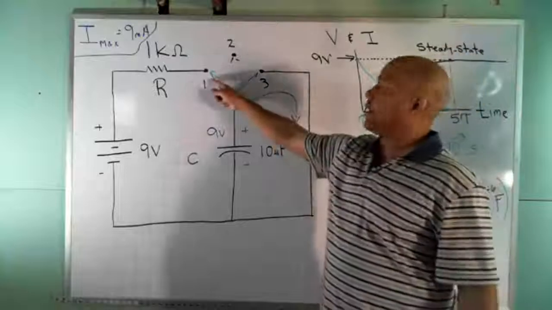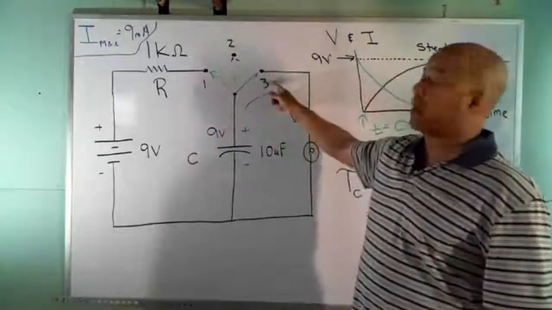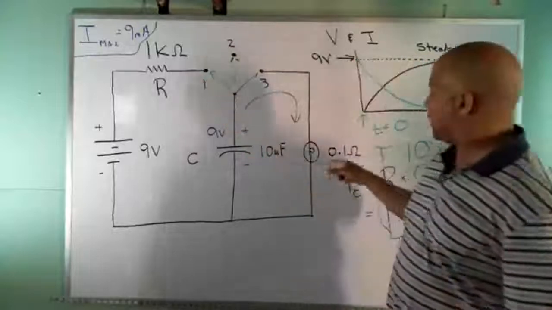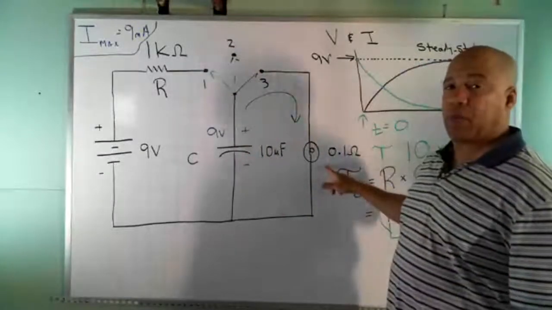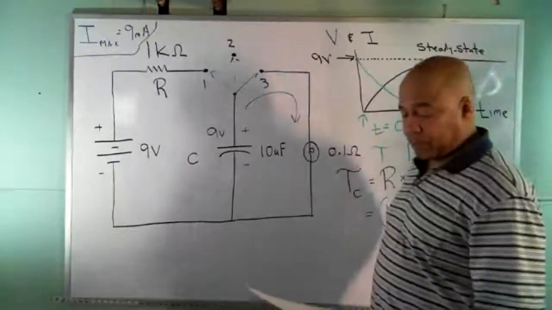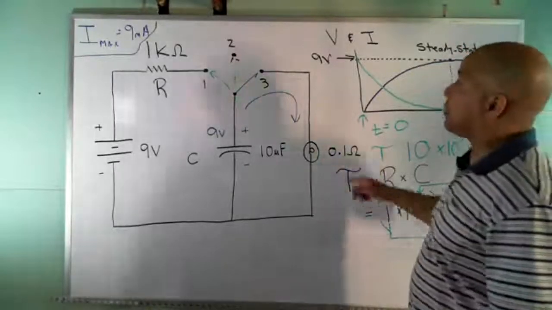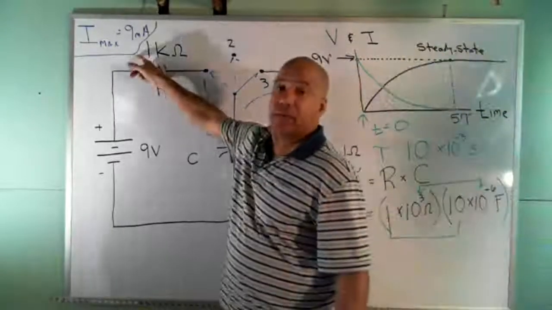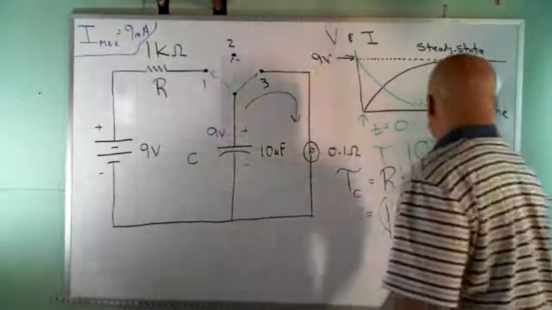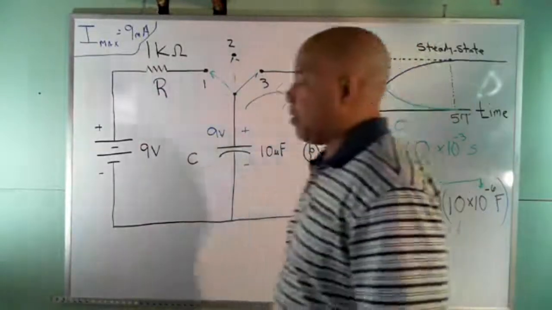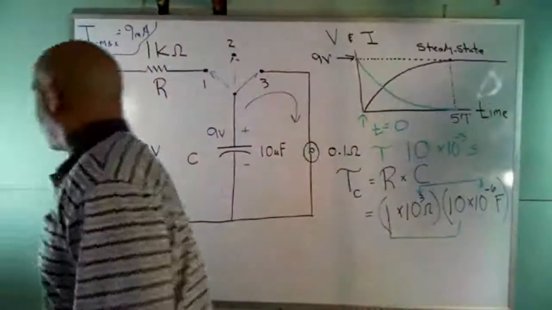I went from a charging circuit to a discharging circuit, but I'm discharging not through the 1K, I'm discharging through that light bulb. Let's see what happens when we do that. So we want to know the maximum current. Before, the maximum current was, remember, 9 milliamps. Let's figure out what the maximum current is now. See if you can calculate it. That'll be the maximum current for discharge.